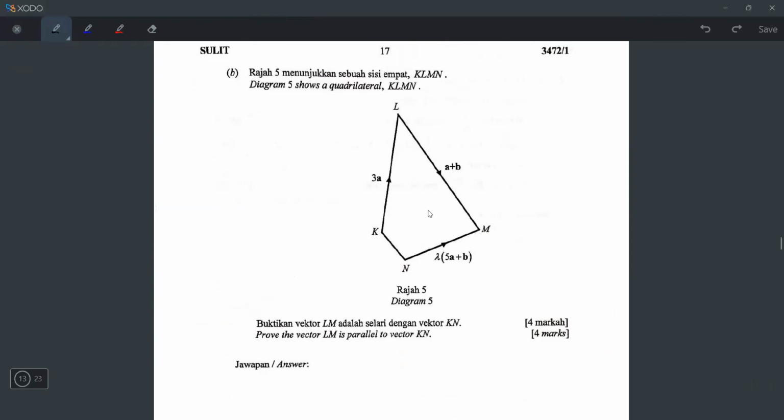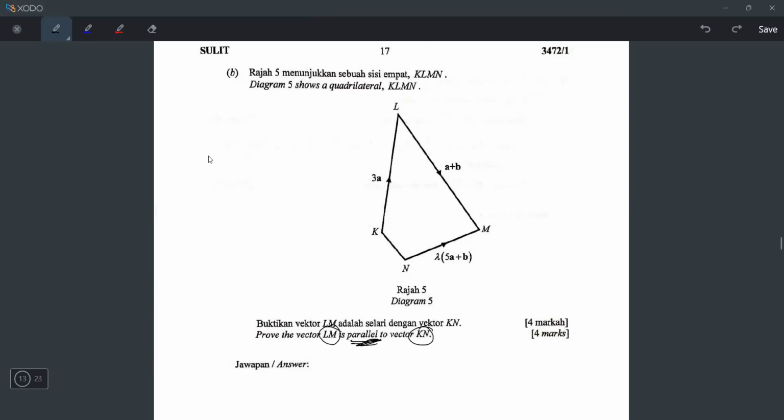It looks like a trapezium, but maybe it's not a trapezium. I don't know. We cannot assume because they never say it. So it shows a quadrilateral KLMN. Okay, so they labeled some vectors here for us, and now they say what? Prove that the vector LM is parallel to vector KN. The moment you see the word parallel, what do you have to think about?